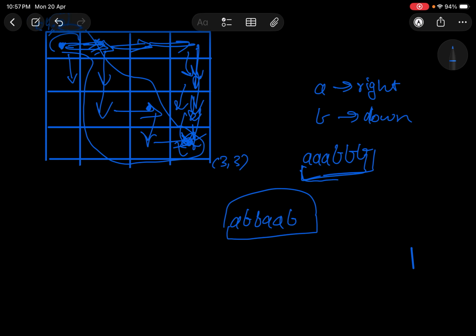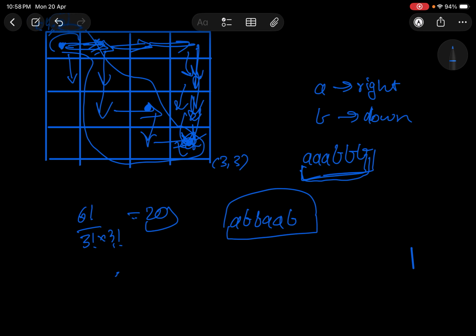So we have to arrange A and B in a row, and that's simply 6 factorial upon 3 factorial into 3 factorial, which equals 20. How? 6 into 5 into 4 divided by 3 factorial, and 3 factorial is 6, so 5 into 4, that is 20. So there are a total of 20 paths or ways the ant can reach the 3 comma 3 spot. Now what we need to find is the probability that the 2 comma 2 square comes in between in a path of the ant.